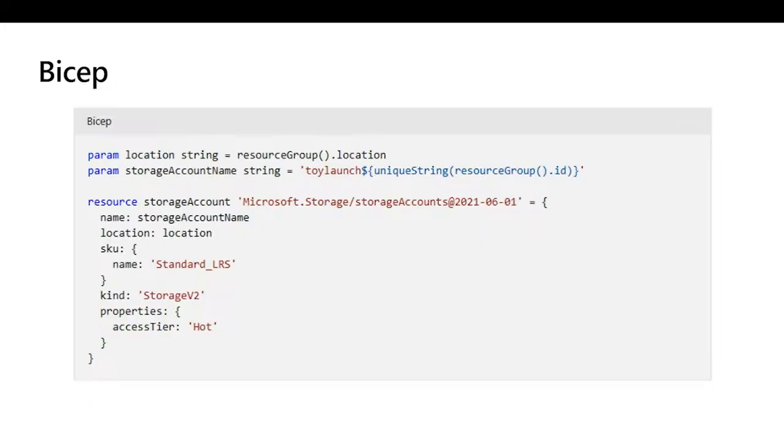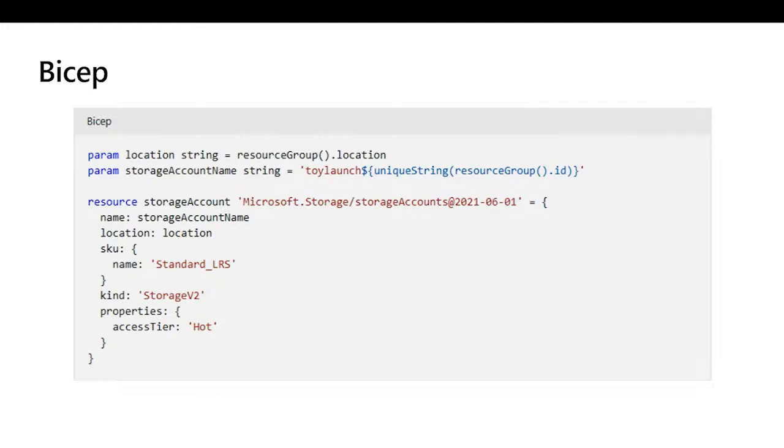Ultimately, Bicep files get translated into ARM templates under the hood, so Bicep still has all the functionality that exists with ARM templates. In the slide here, we have an example of a Bicep file. It's short and to the point. In this example, we're creating a new storage account and configuring it as a local redundant storage with a default access tier set to hot.